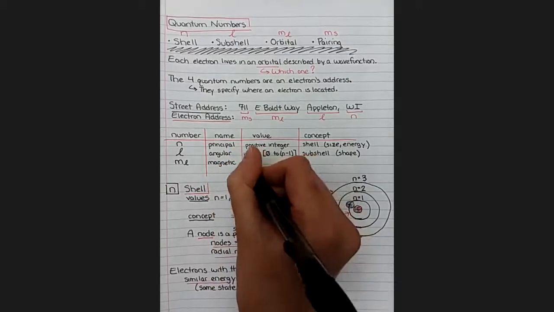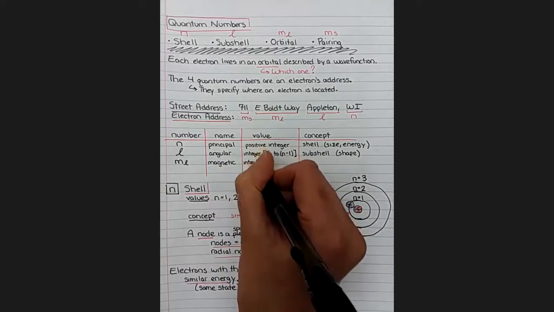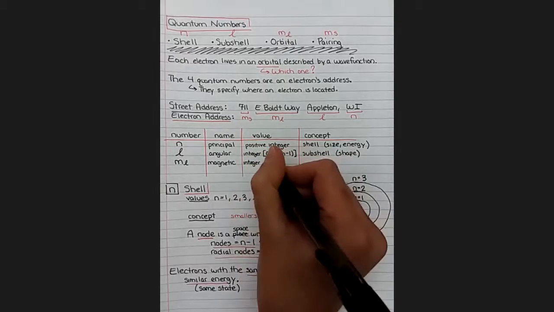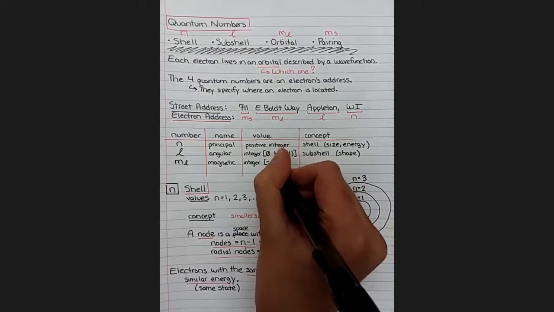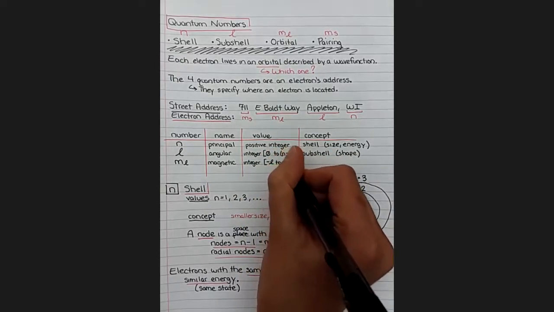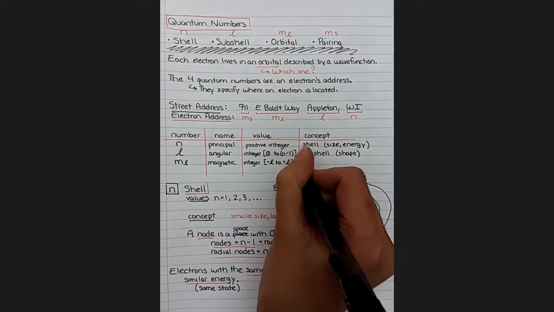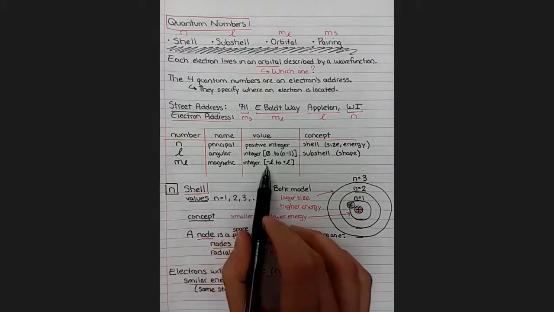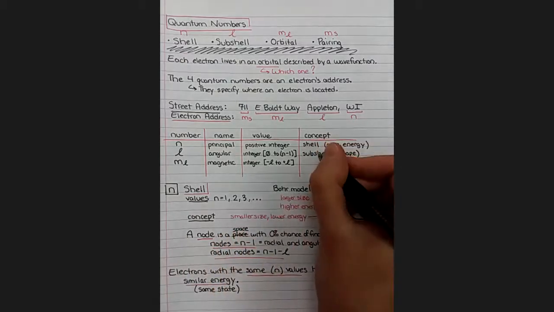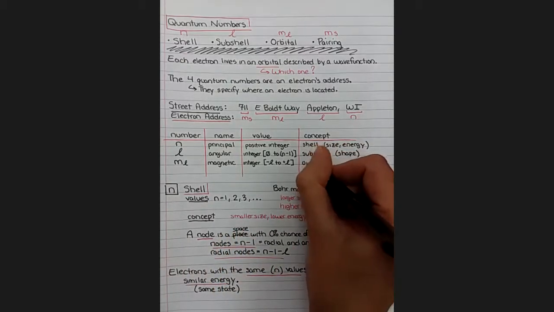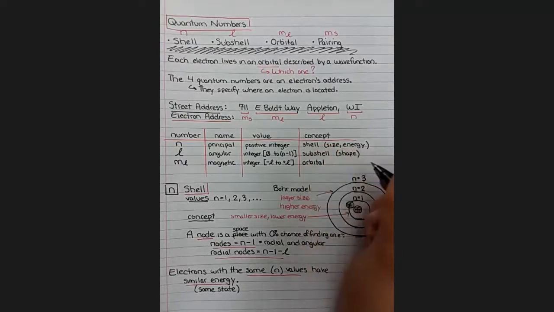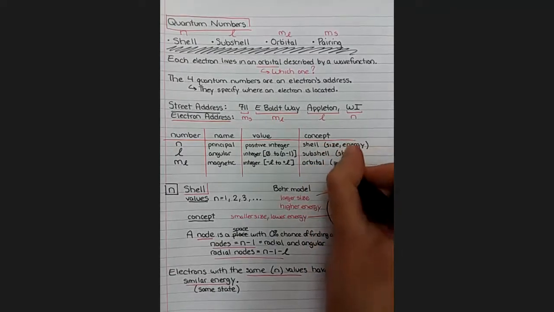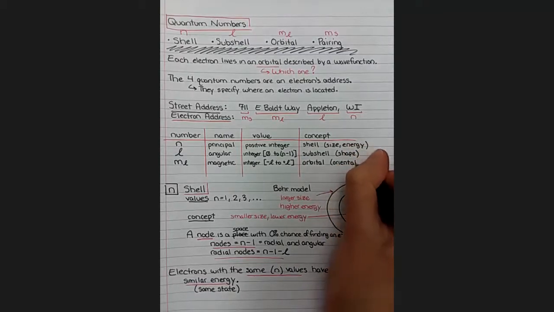Its value is going to be an integer like the first two, and its potential values are between negative L and positive L. So this is the first one we've seen that can have a negative number as its value. And we use m sub L to tell us about the orbital, which gives us information about the orientation of the orbital.